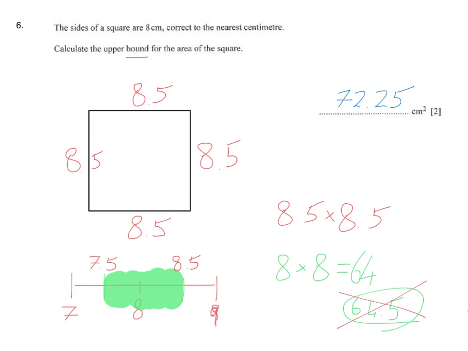You can see the massive difference it makes, though. And when you compare these two here, 72.25 and 64.5, those bounds are genuinely really important when you start dealing with inaccuracies in real life, and architects and engineers will use bounds enormously. It's very important.